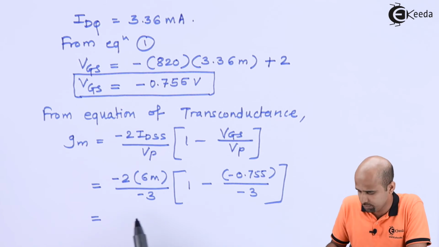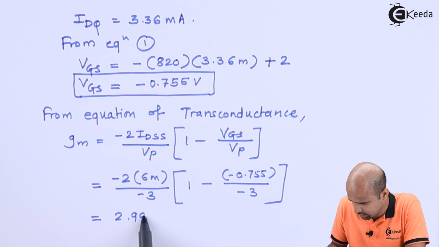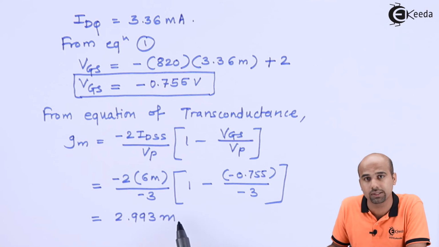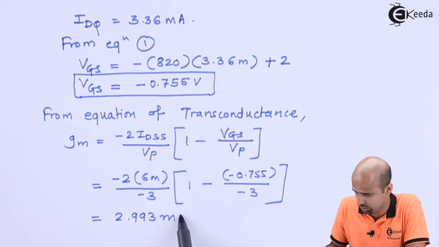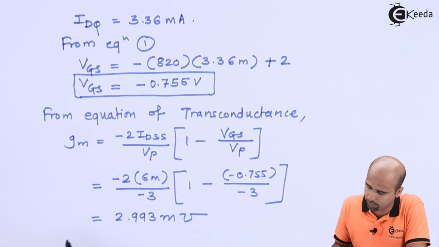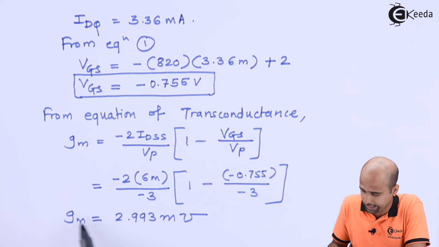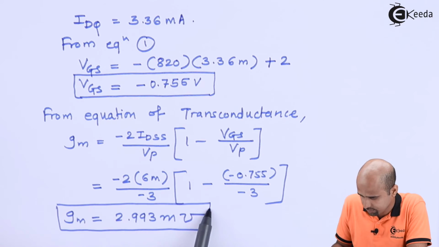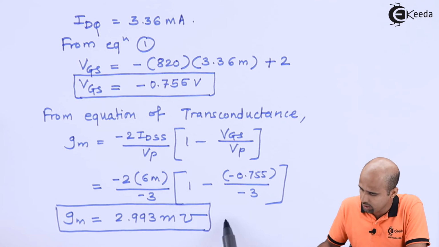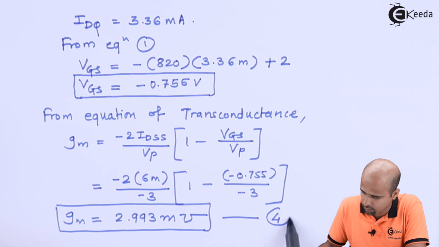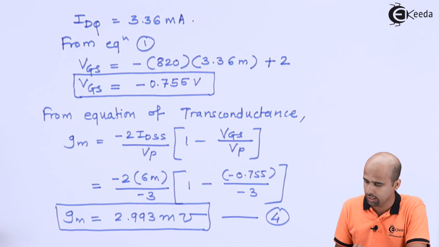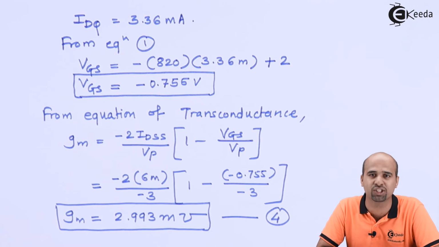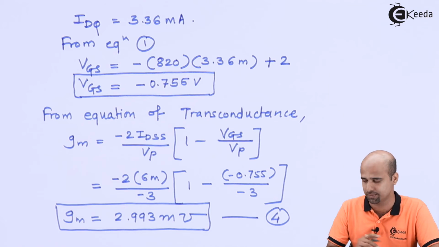So the value of GM is 2.993 milli. What's the unit? Siemens or mho, exactly the inverse of ohm, because it is conductance type. This is the value of GM we have got. We'll keep this as equation number 4. Now we will proceed further for actual findings, that is voltage gain, input impedance and output impedance.